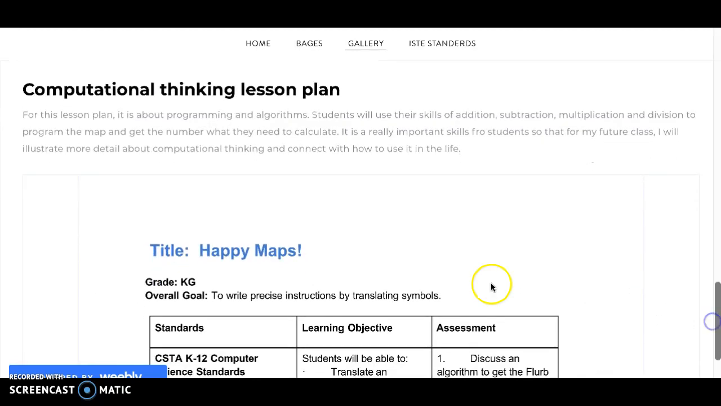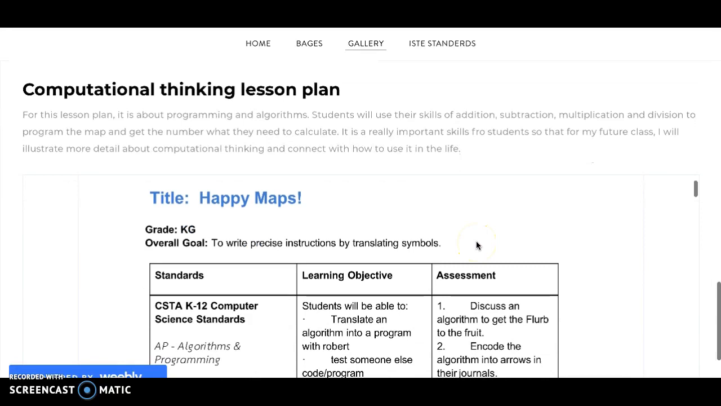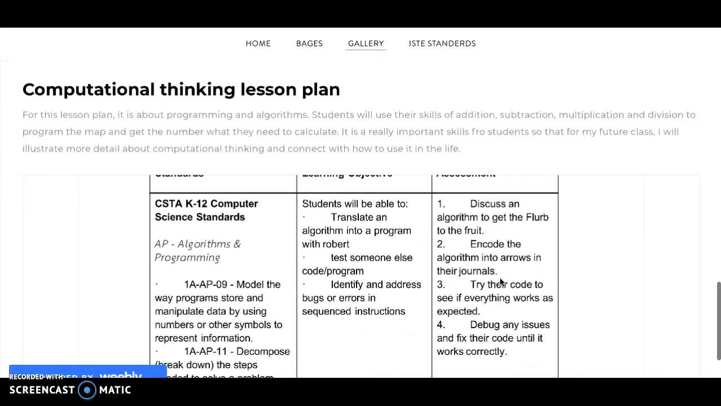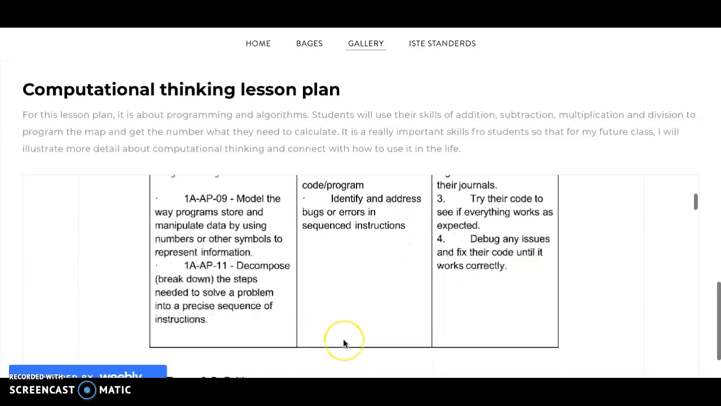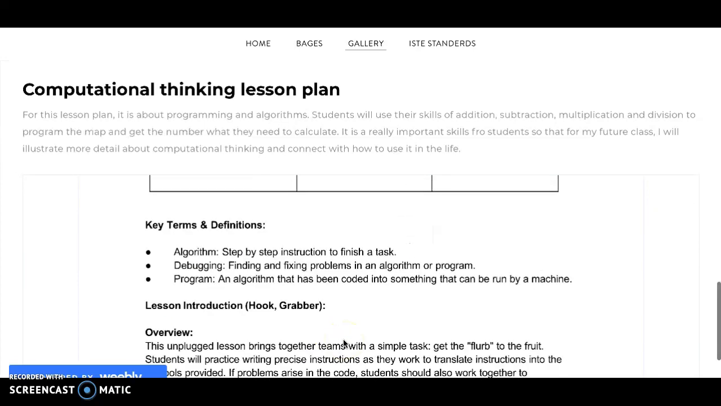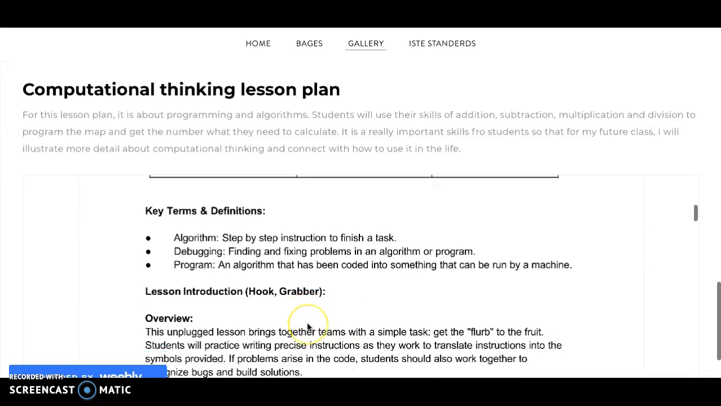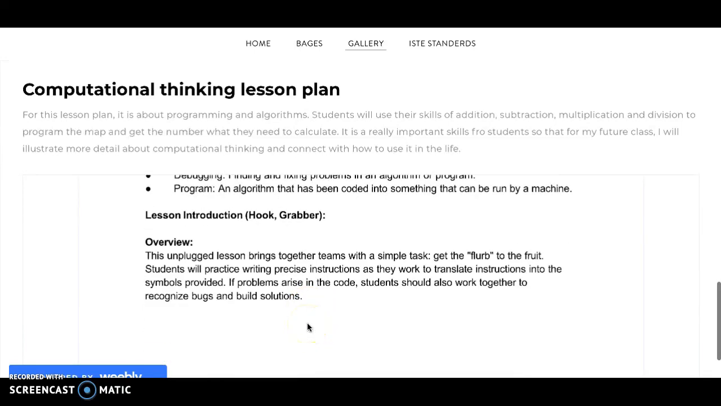It's a computational thinking lesson plan. It is about happy maps, which is learning algorithms and programming. We use a simple math map to help students get more skills in understanding programming and how to create your own code. So this is computational thinking.